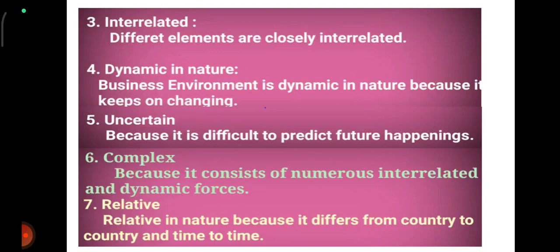It is interrelated. Why is it interrelated? Because different elements are closely interrelated. It is dynamic in nature, it keeps changing. It is uncertain, as it is difficult to predict future happenings. It is complex because it consists of numerous interrelated and dynamic forces. It is also relative, as it differs from country to country, time to time, and region to region.